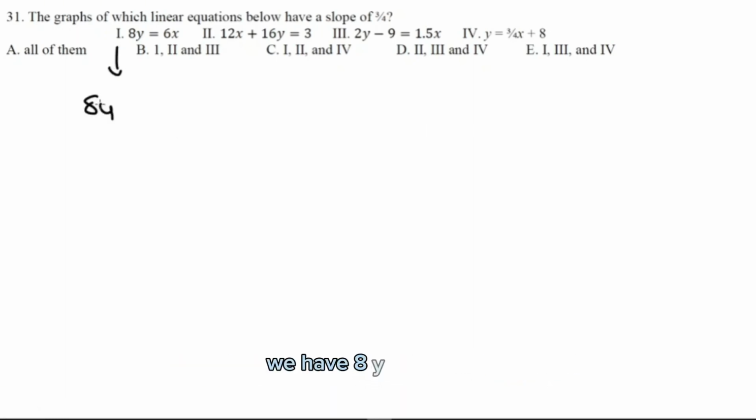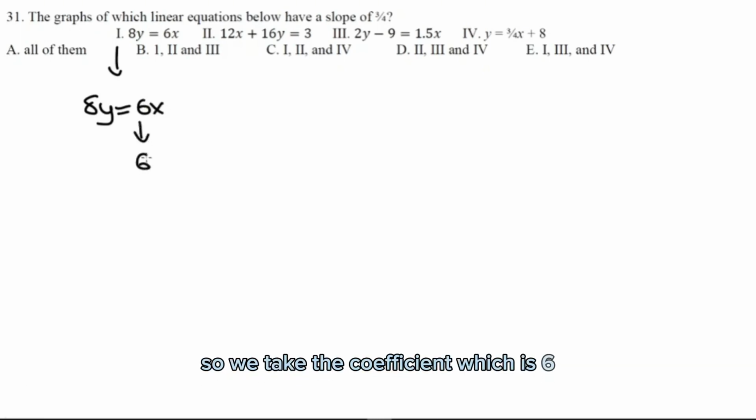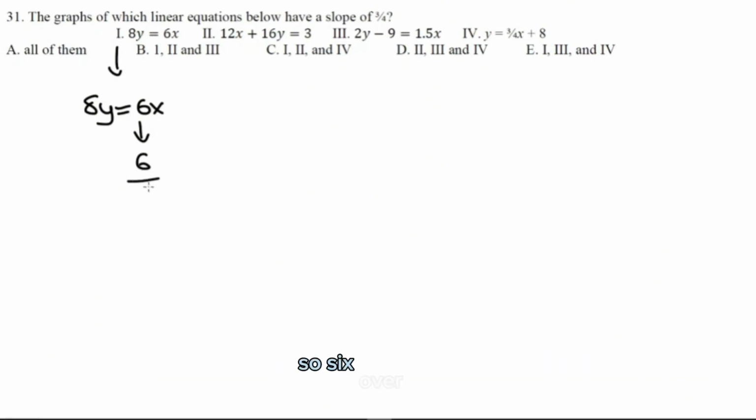Alright, the way we solve this problem is, we take the coefficient of x. So in this case, let's take the first one, right? We have 8y equals 6x, so we take the coefficient, which is 6, and divide it by the coefficient of y, which is 8. So 6 over 8. Is that equal to 3/4? Yes, it is. So that means equation 1 has a slope of 3/4. Now let's check with equation 2.